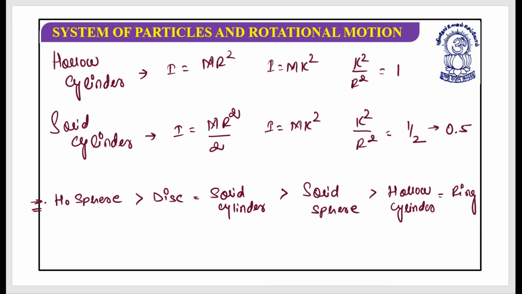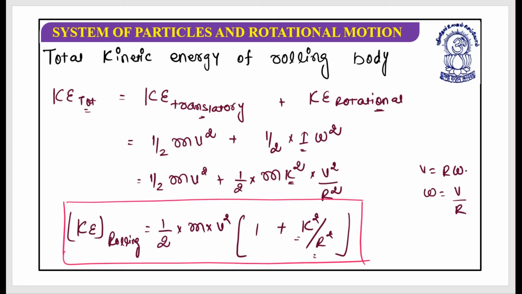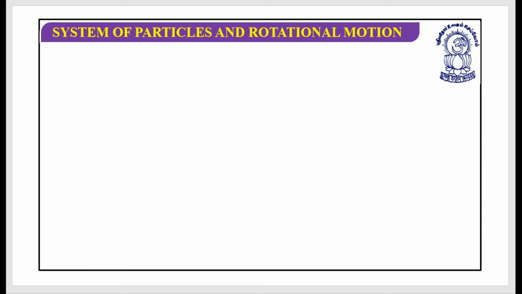Now let's go back to the kinetic energy which we were discussing. The total kinetic energy of my body would be something like this. It would be half mv square into bracket 1 plus k square by r square. This is the total kinetic energy of the system, of the rolling motion. I hope this is clear. Have you noted it down? Please do it. Great.